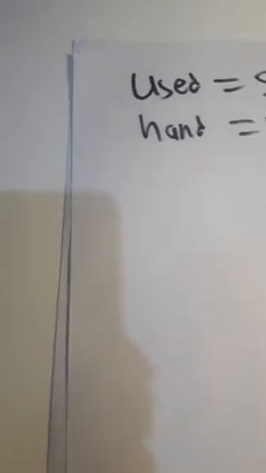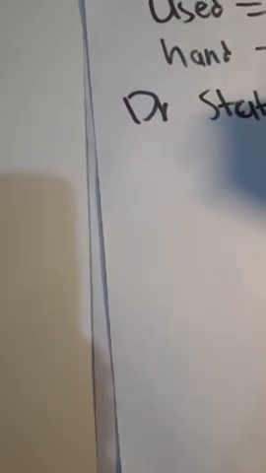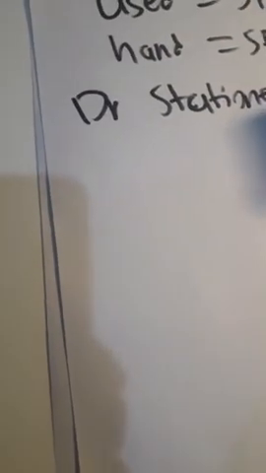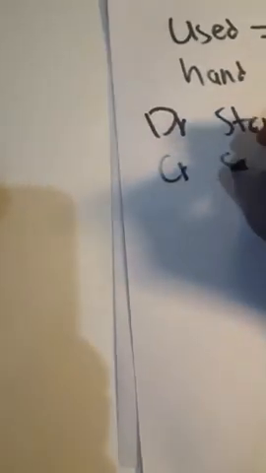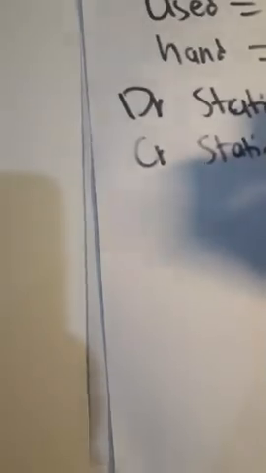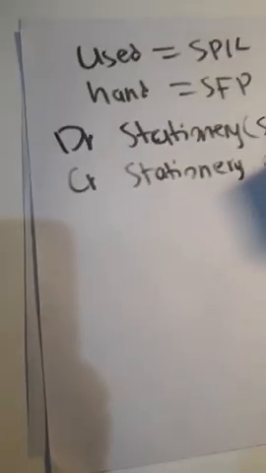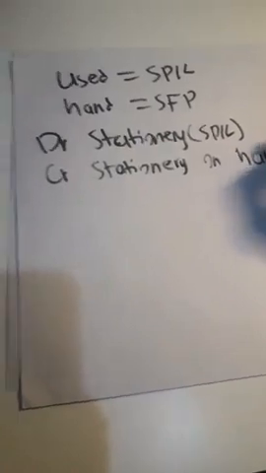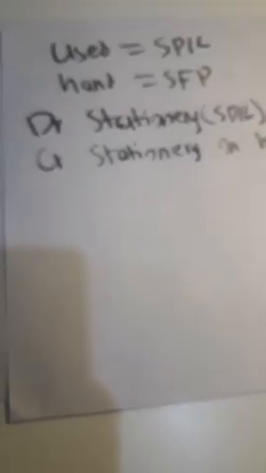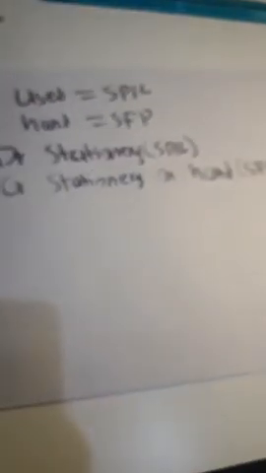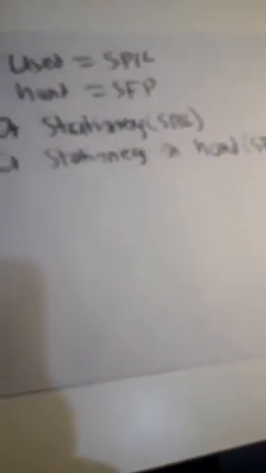Right? So now, what is the journal? So the journal is that we need to recognize stationery. When you recognize stationery, what do you do? You debit stationery because it's an expense, and then your expenses go to your statement of profit or loss, and then you credit your stationery on hand. Remember, stationery on hand is consumable stores, and consumable stores are your assets. Are you guys fine?